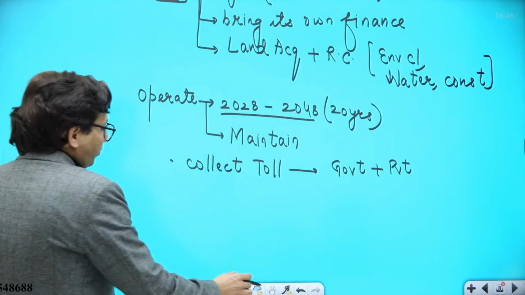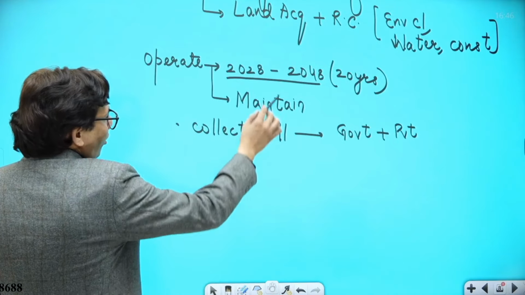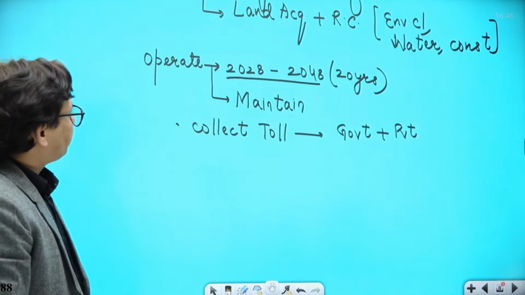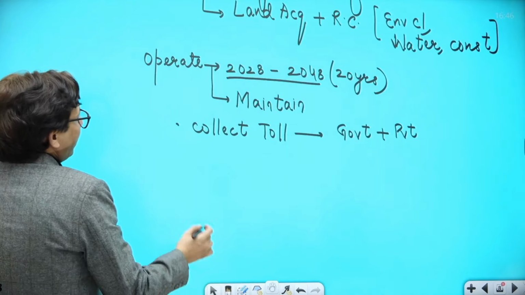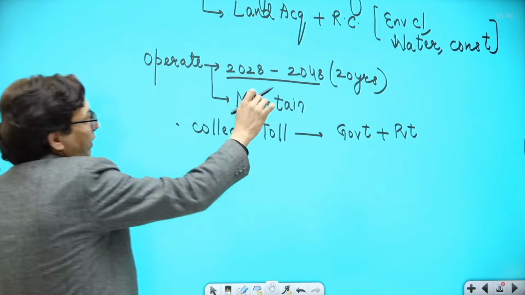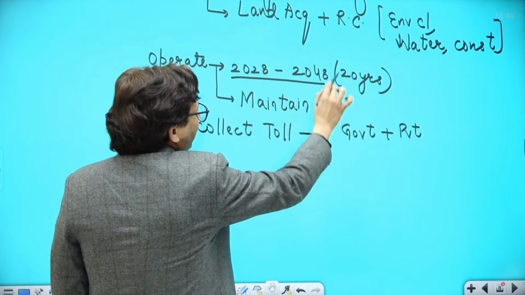Now, once the toll is collected, then this is to be done for a period of 20 years, right?